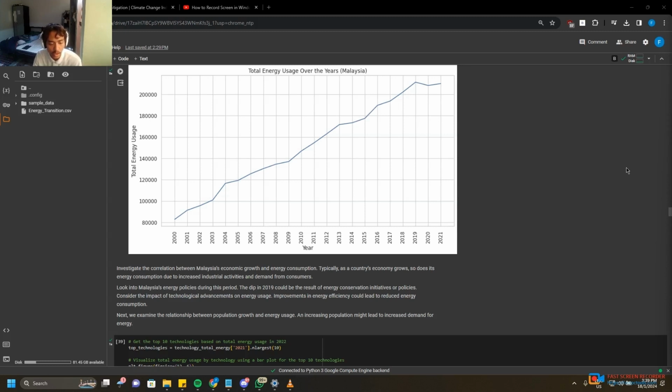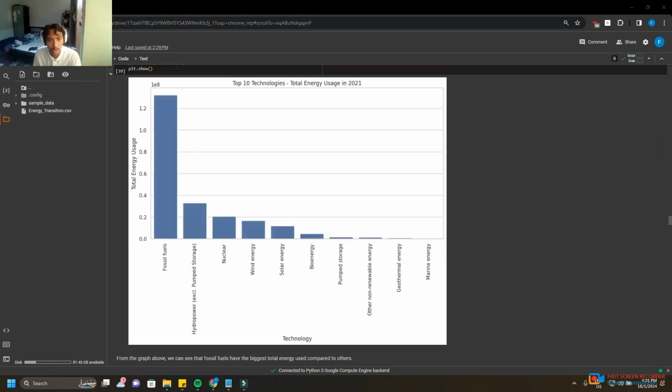Next, we examine the relationship between population growth and energy usage. An increasing population might lead to increased demand for energy. We're moving on to the top 10 technologies, total energy usage in 2021. So from the graph above, we can see that fossil fuels have the biggest total energy use compared to others. This graph provides a clear picture of the total energy usage of different technologies in 2021.